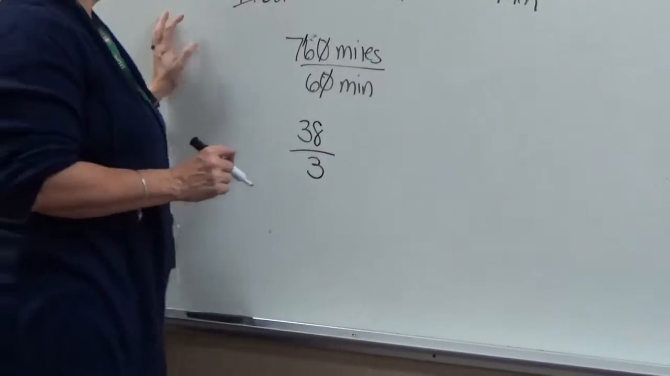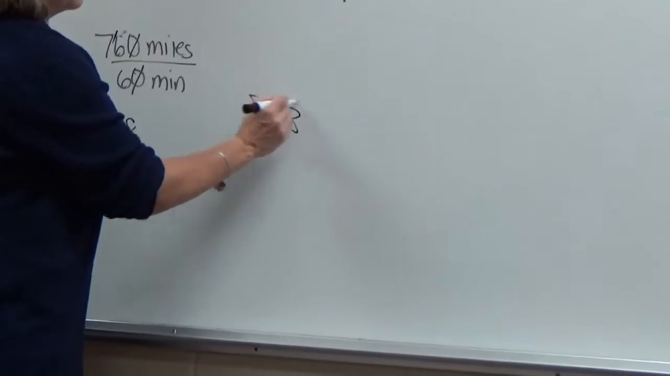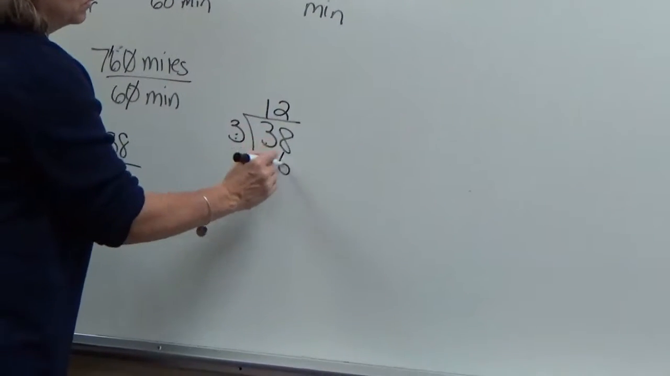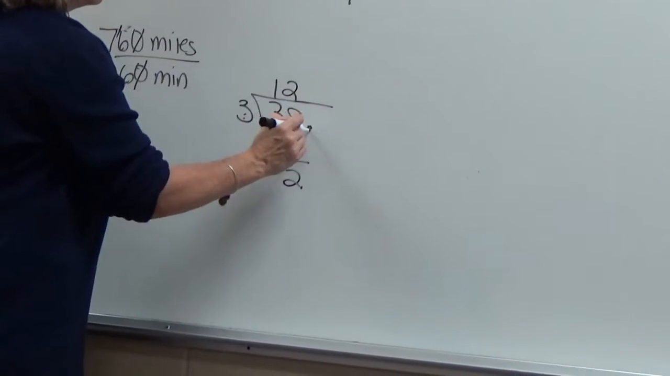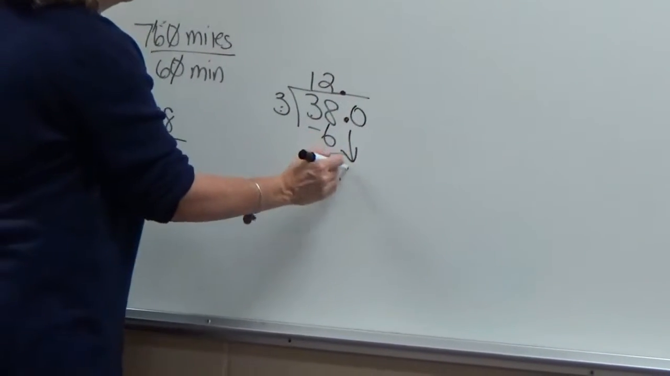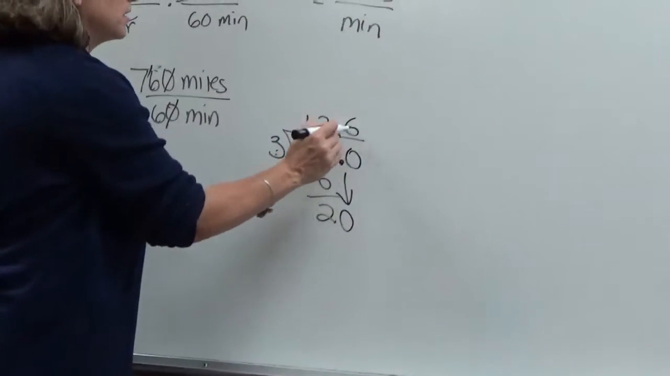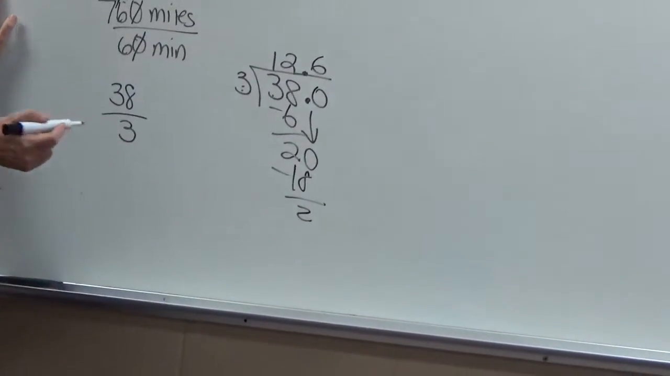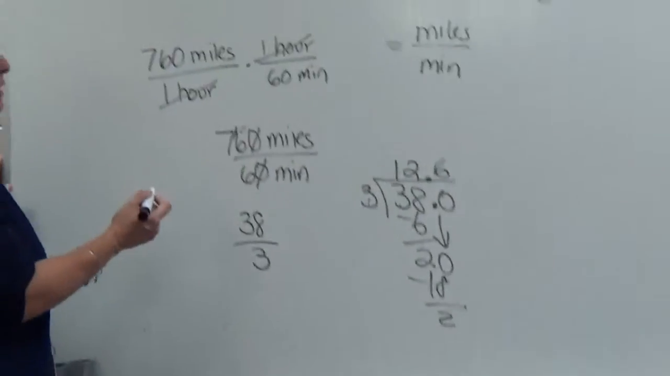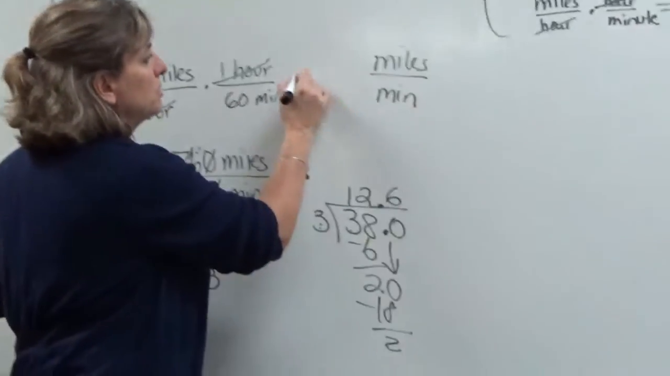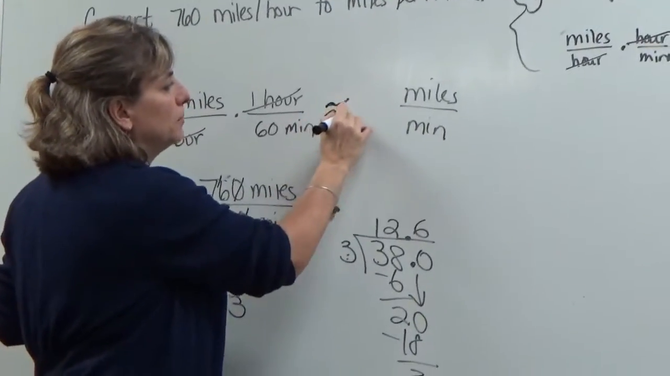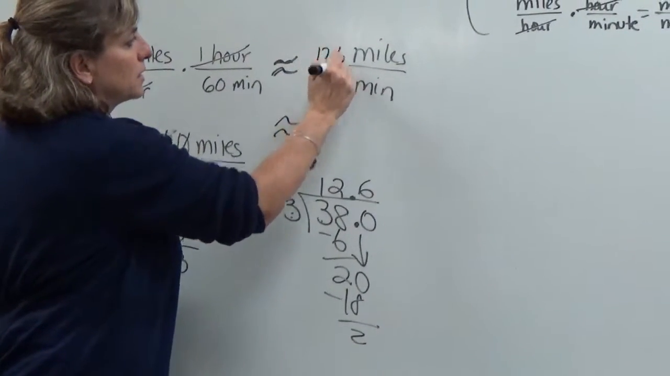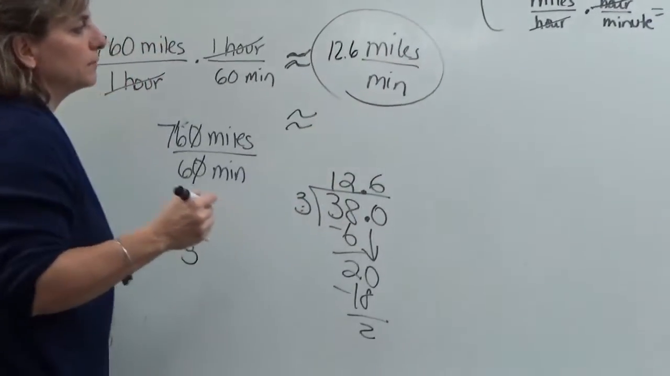So this is my problem: 38 divided by 3. 3 goes into 3 once. 3 goes into 8 2. Put the point, add the 0. 3 goes into 26. It's going to be 0.6 repeating. So the answer is going to be approximately, and I'm going to put a little squiggly line because approximately is that squiggly line, 12.6 miles per minute. And that's the answer.